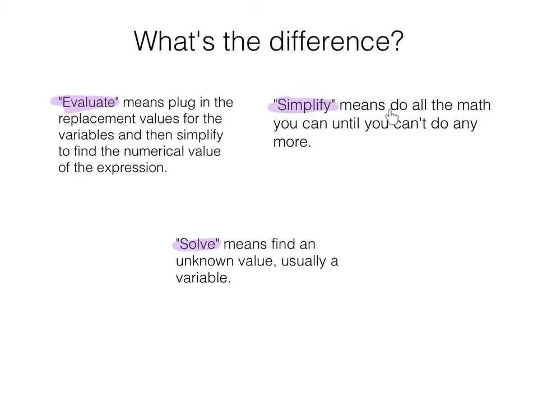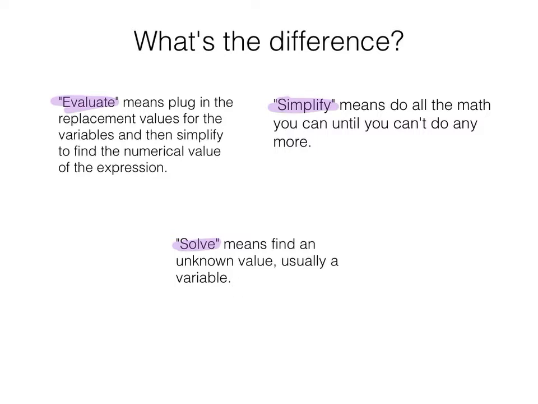Simplify means do all the math you can do until you can't do any more. When I evaluate an expression and I plug in the numbers, I then simplify the numerical expression. So I'm doing all the math I can do till I have an answer. And that's what we do with numerical expressions. With algebraic expressions, we will be simplifying until we can't do any more math because it's in simplest form. And then solve, down here, solve means find an unknown value, usually the variable. So they do mean different things.